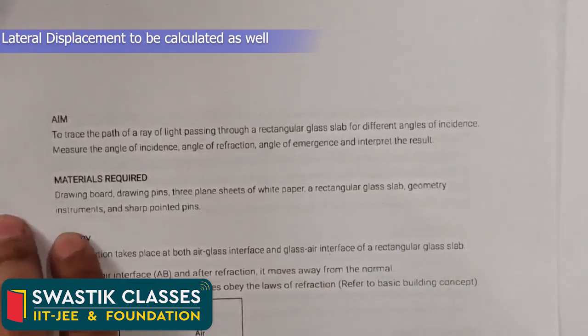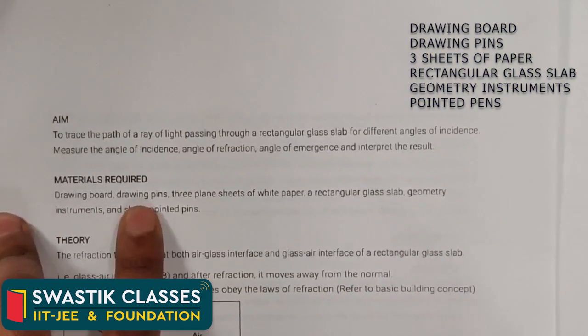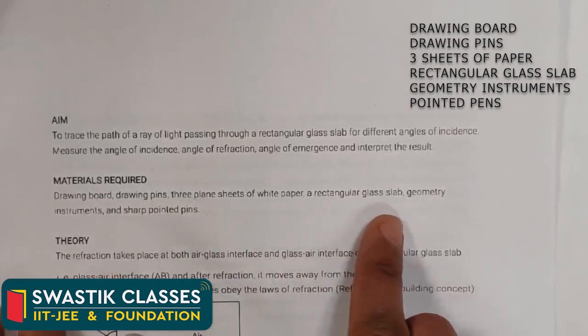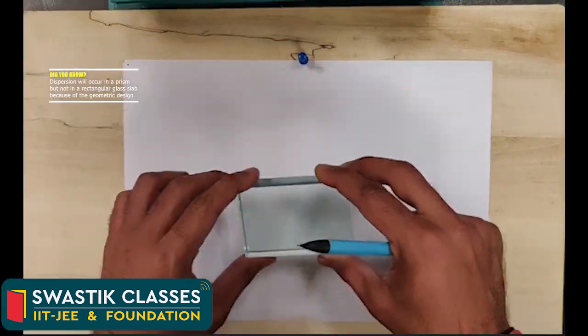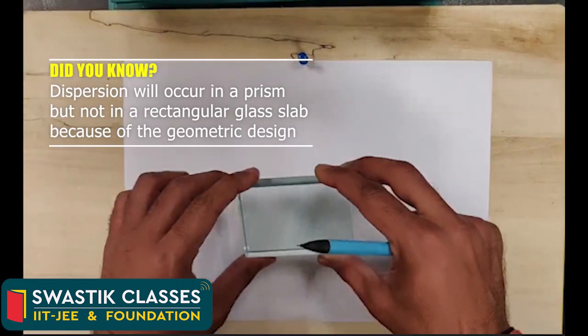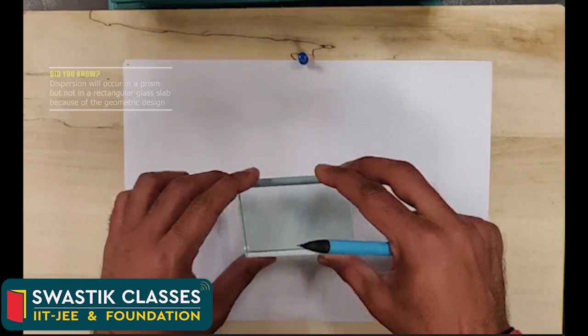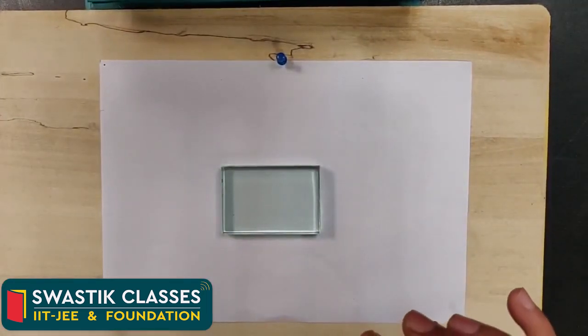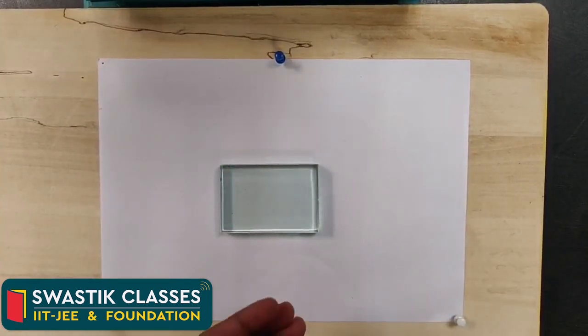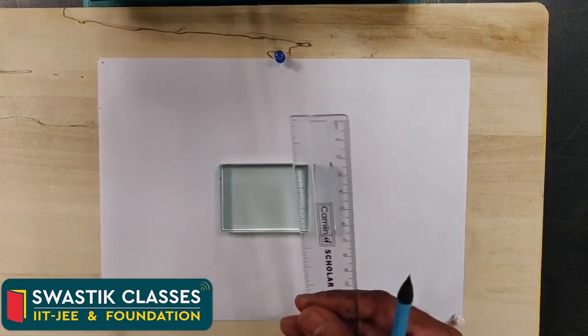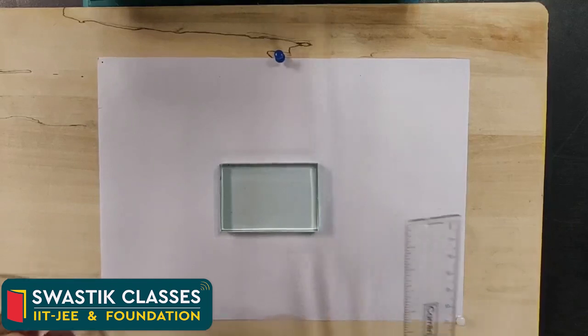In this experiment, the materials required are a drawing board, drawing pins, plane sheets, a rectangular slab, a geometry instrument, and some sharp pointed pins. So here we have a glass slab. I have a pencil. Also we have some pointed pins which we'll use to mark the points, and we have a scale and a protractor to measure the angle.